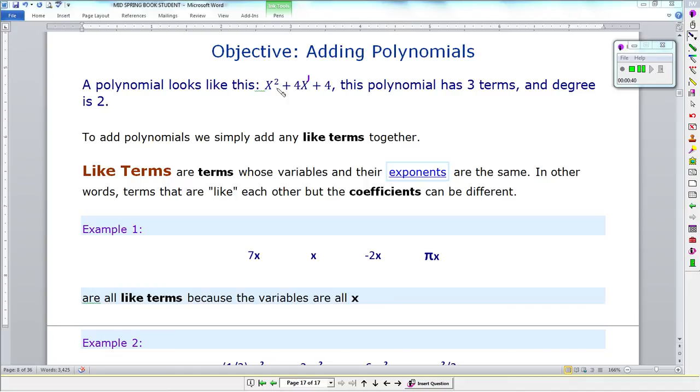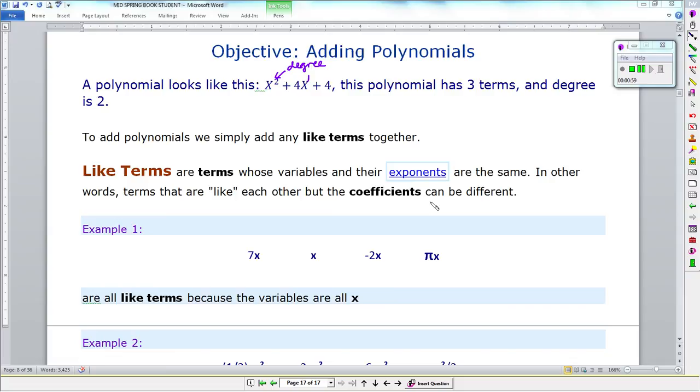This polynomial has 3 monomials, or we can say it has 3 terms: x squared, 4x, and 4. And the degree is the biggest exponent. So in this case, the degree is 2.